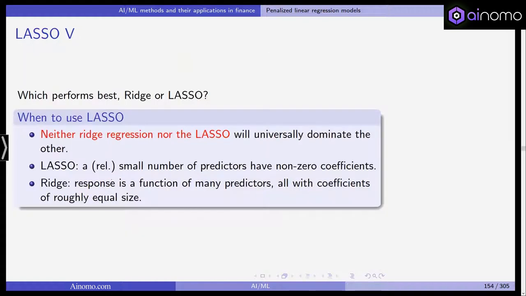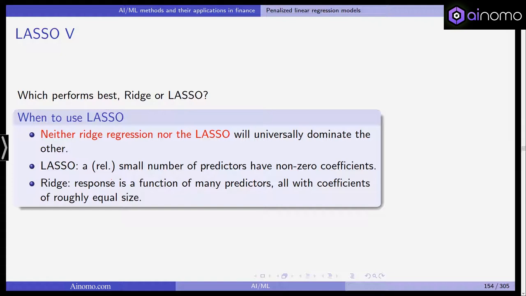Okay, so which performs best, ridge or Lasso? Well, neither ridge regression nor the Lasso will universally dominate the other. As a rule of thumb, you should use Lasso if you have a relatively small number of predictors that are expected to have non-zero coefficients. For example, if you have 1,000 predictors and you only expect 5, 10, maybe 20 of them to have non-zero coefficients, you should use Lasso because you're not interested in hundreds of coefficients to be close to 0 but not equal to 0.